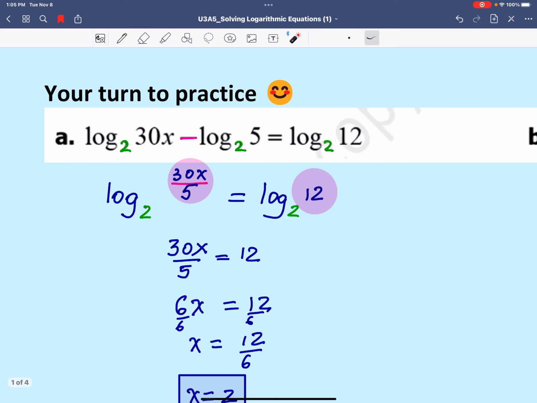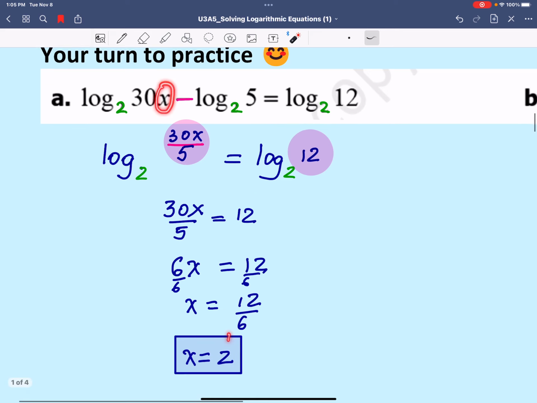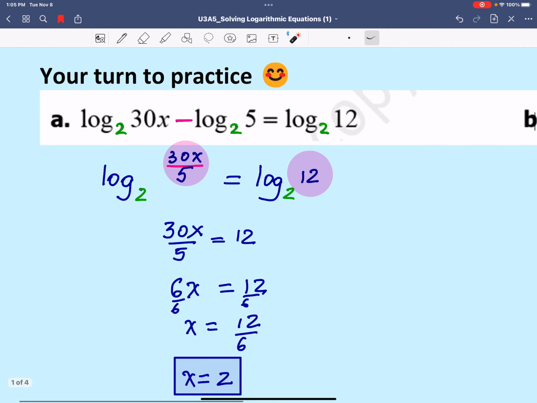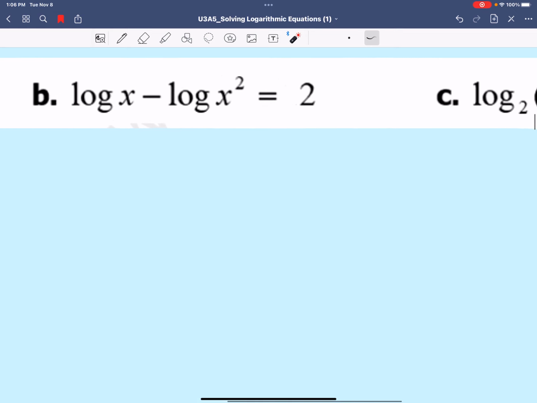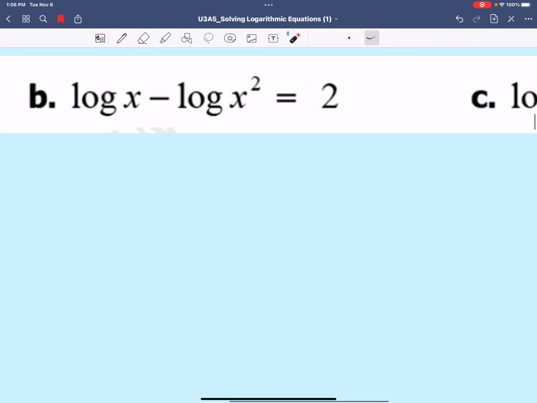The way we check is wherever you see x, you substitute it by your solution, which was 2, and see if the logarithmic term exists. So 30 times 2 would be positive 60, which means that x equals 2 works perfectly well for the first term, and there is no x in the others, so we're going to accept x equals 2 as our solution. So next we're going to take a look at practice B.